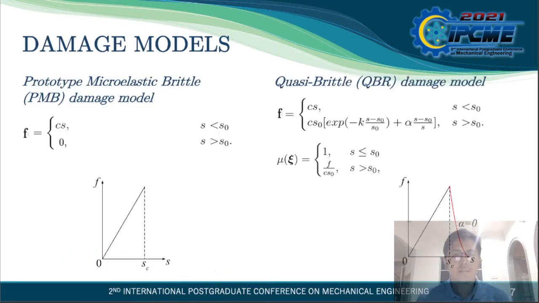Now this slide shows the difference between the PMB damage model, or prototype microelastic brittle damage model, and also the QBR damage model, that is the quasi-brittle damage model. You can see that the left graph shows the bond force increases linearly with the bond stretch, or S, and drops abruptly to zero when the bond stretch reaches its critical value, or S naught. But on the right-hand side, in the QBR damage model, the bond force does not drop abruptly to zero. Instead, it goes down the curve exponentially until the force reaches zero.